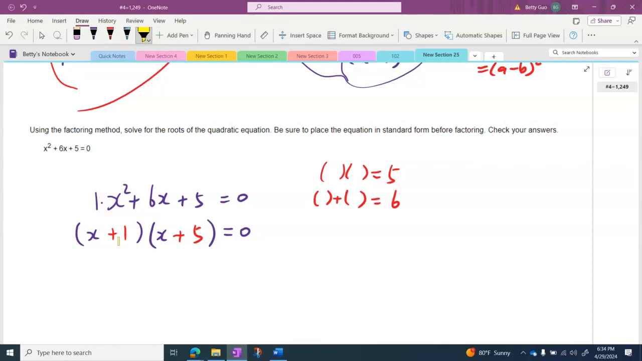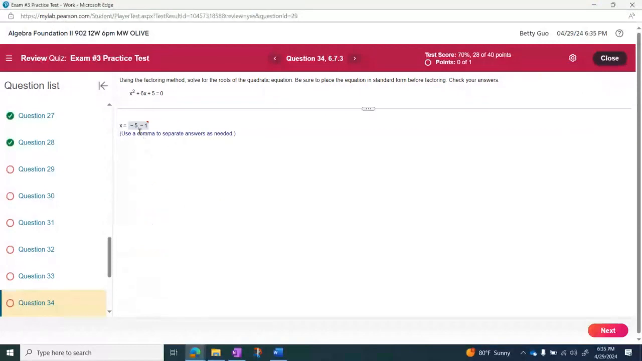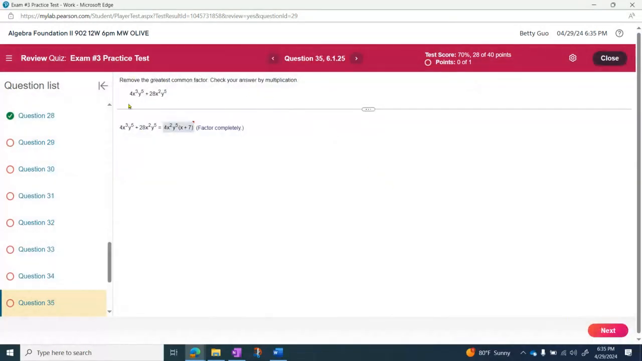So let's see. Right side is 0. Left side is a multiplication of two binomials, and both binomials are in the form x plus a number. So x plus a number, what's the opposite of that number? Negative 1. X plus another number, what's the opposite of that number? Negative 5. And those are the solutions. Two solutions, negative 1 and negative 5. We enter them in a cell, use a comma to separate them. Negative 5, negative 1, right? This is very straightforward. Next, copy paste.